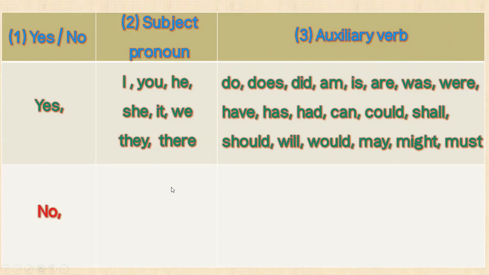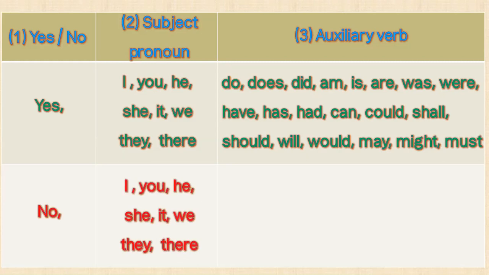If your answer is no, it must be followed by one of the pronouns like yes: I, you, he, she, it, we, they. And after the pronoun, what do you expect I put here? Who can tell me? Khalid Al-Hadithi? What are we going to use here, Khalid? Auxiliary verb. Like what? Give me an example.